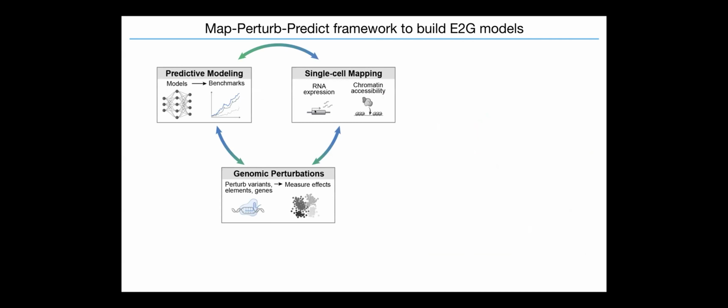This brings us back to the IGVF map, perturb, predict framework that has been introduced earlier. We're going to quickly show you how we can use that to build enhancer gene models, or EG models for short. For the mapping component, we collect a bunch of different genomic assays and features that we know are informative for enhancers and their connections to target genes. We're collecting them across many cellular models and tissues.